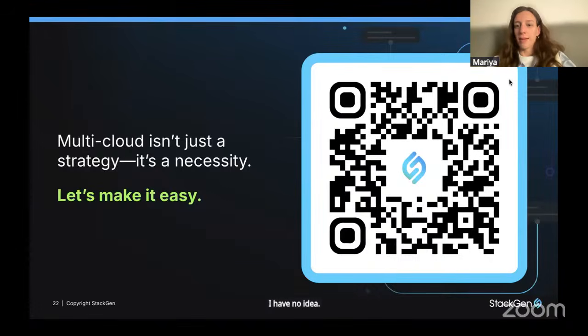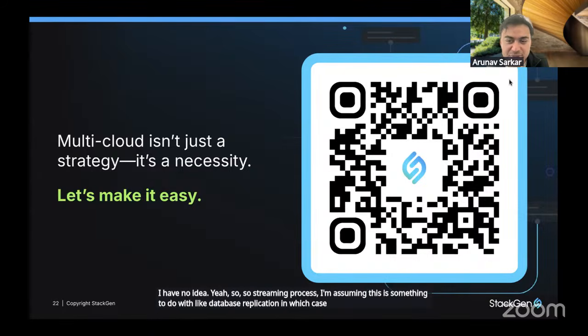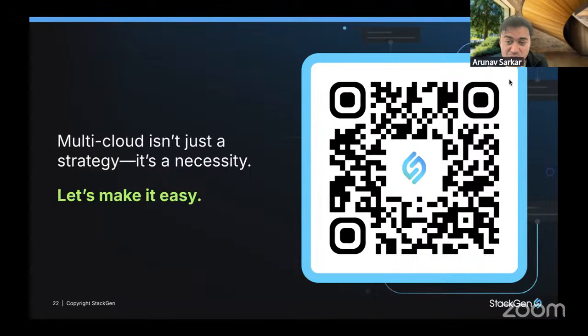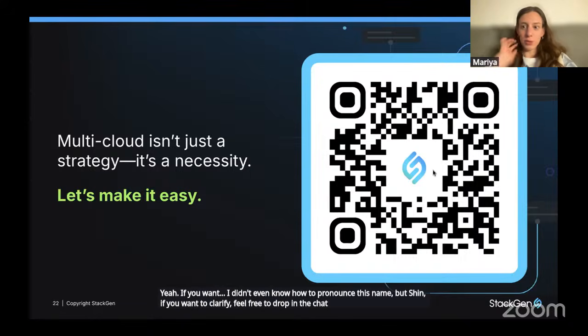Probably doesn't make sense. Yeah, so streaming process, I'm assuming this is something to do with database replication, in which case make sure the target DB service is running the same DB engine as the source, and then you should be able to set up a continuous sync, like a replication job. Assuming that's what you mean by streaming, I think that would be the answer, but I would probably need some more context. Yeah, if you want to clarify, feel free to drop it in the chat and we'll get back to this question.